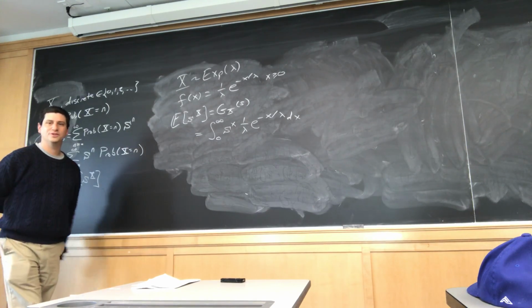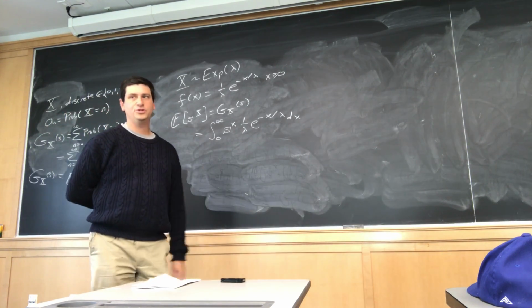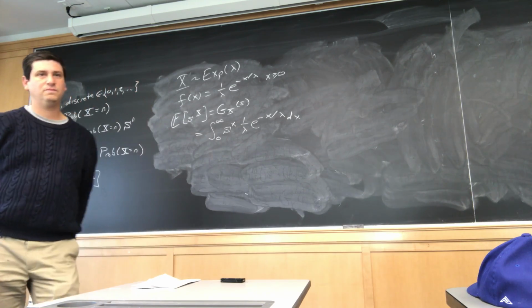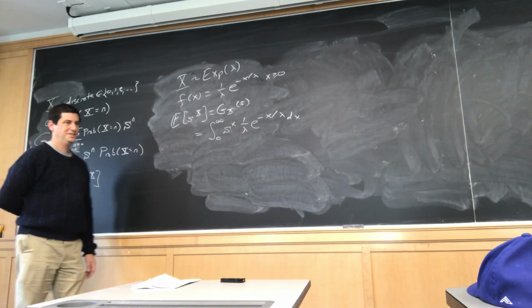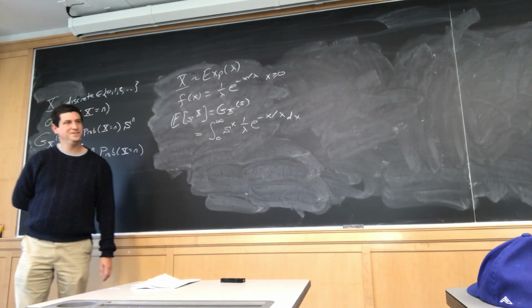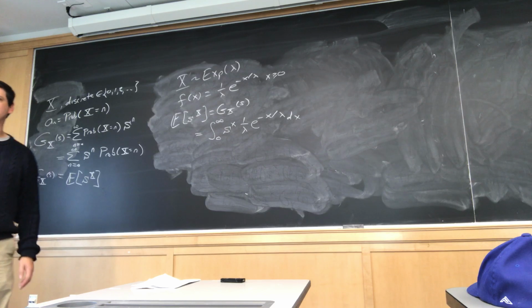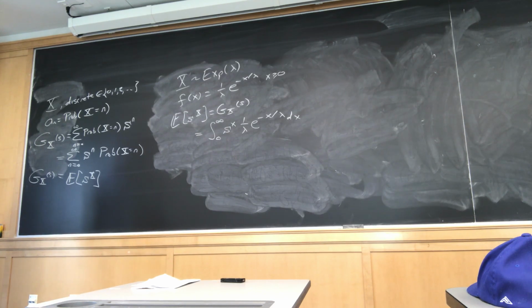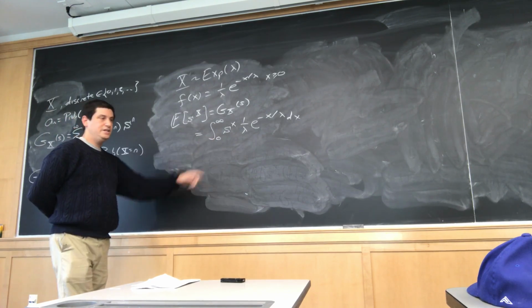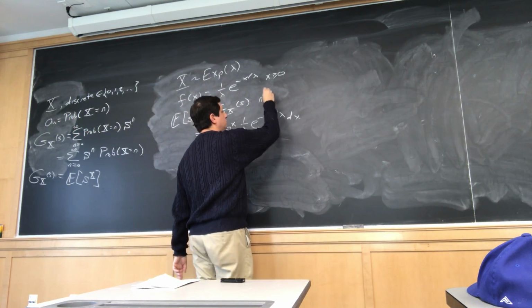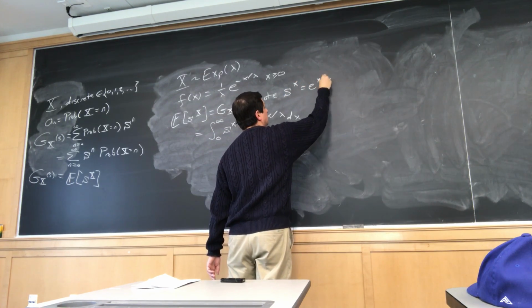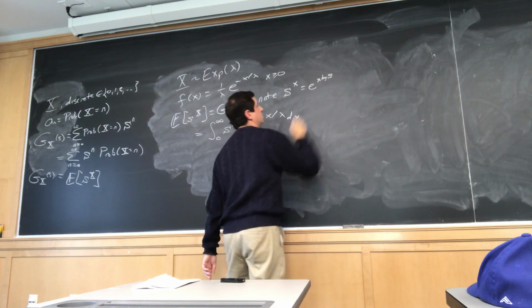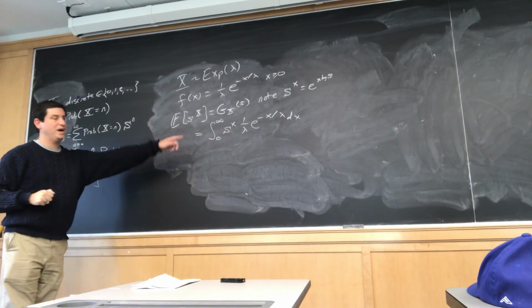How should we handle the algebra? What should we do? What kind of function is s to the x? Is this a polynomial? No, what kind of function is s to the x? It's an exponential. Yeah, so we should write, note, s to the x equals e to the x log s. And if we do that, we can combine.